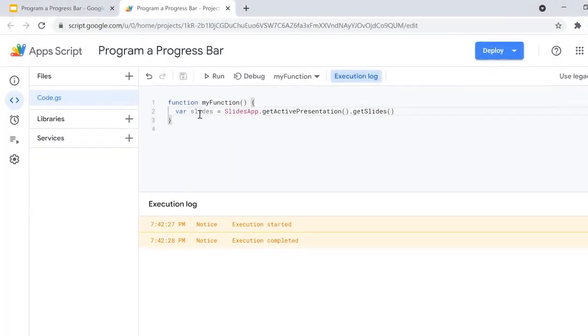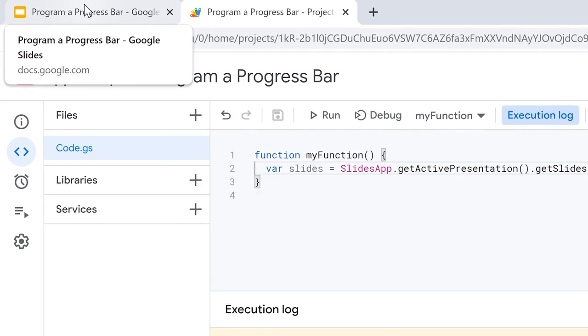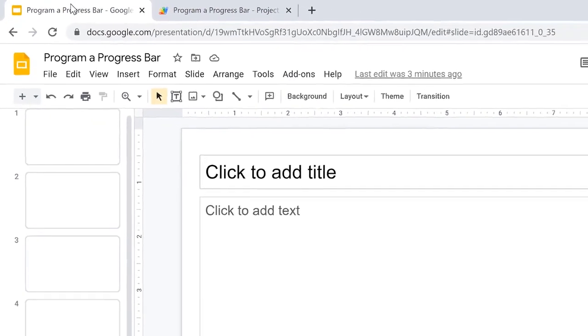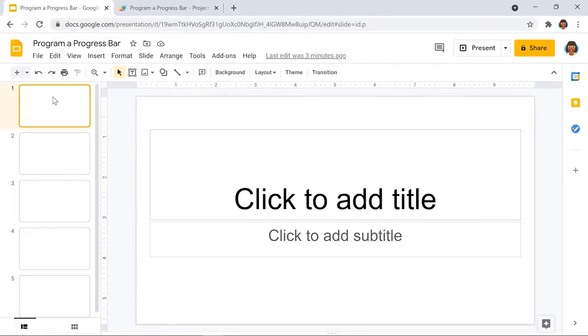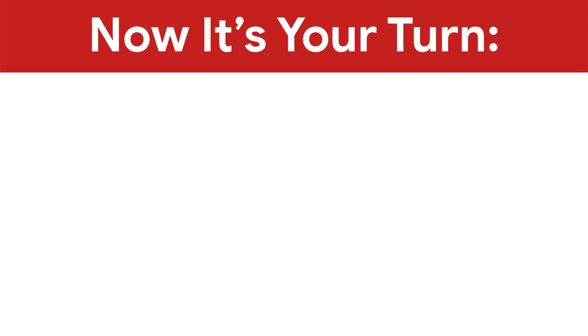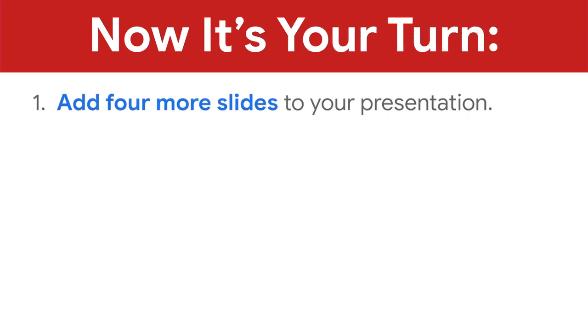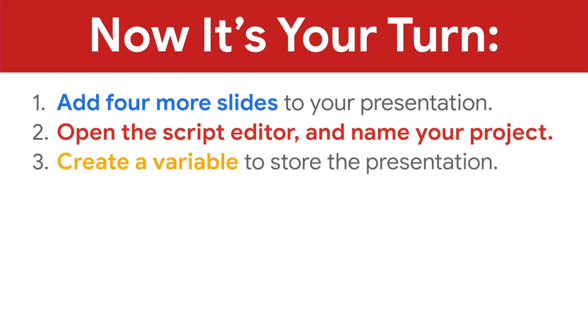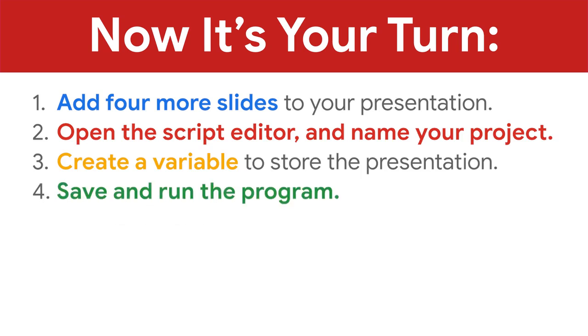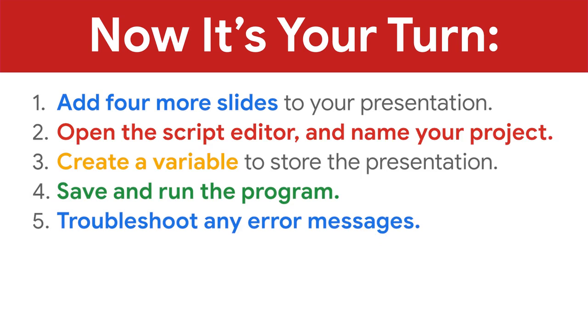At this point, your presentation is still blank. But in the next video, you add shapes to your progress bar. Now, it's your turn. Add 4 more slides to your presentation. Open the script editor and name your project. Create a variable to store the presentation, save and run the program, and troubleshoot any error messages.